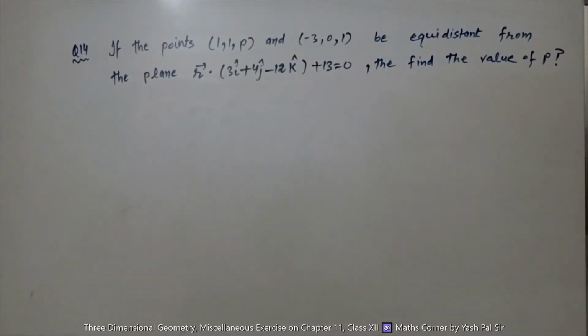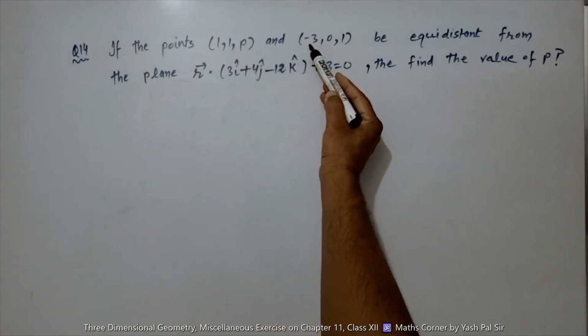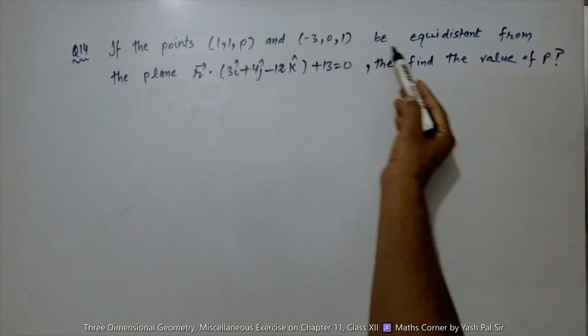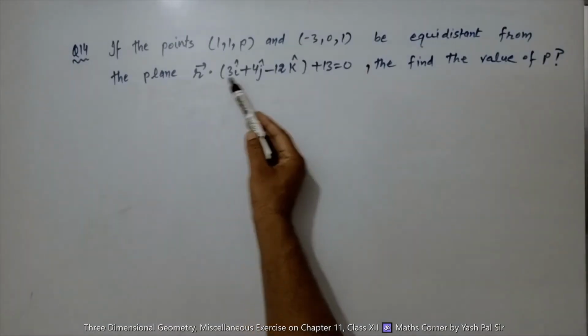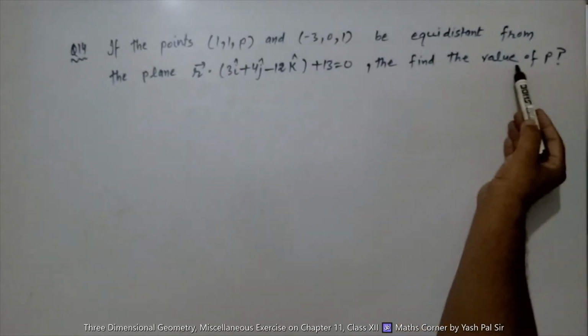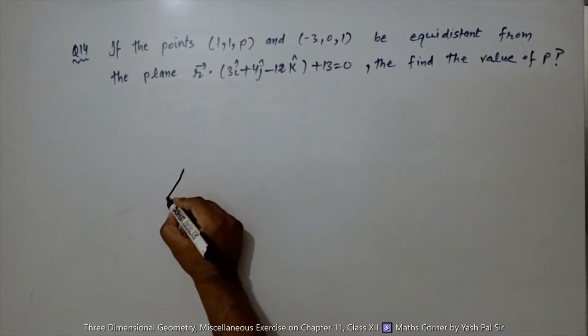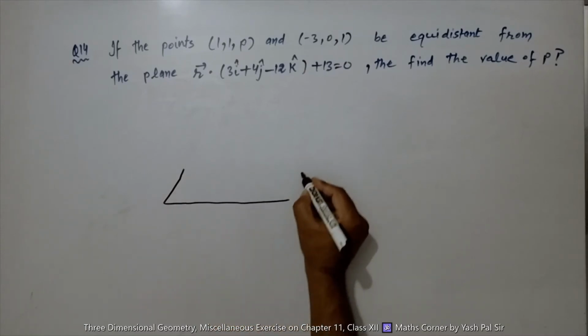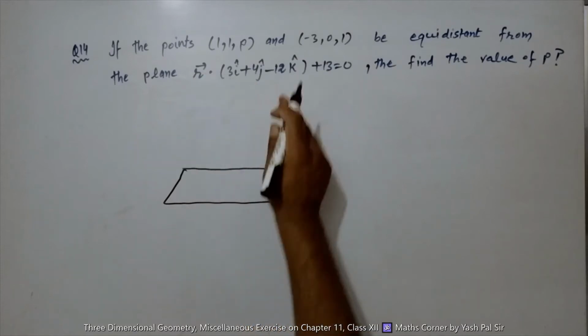Next we have question number 14. If the points (1, 1, p) and (-3, 0, 1) are equidistant from the plane, this plane, find the value of p. So what is the plane? We have, this is the plane.